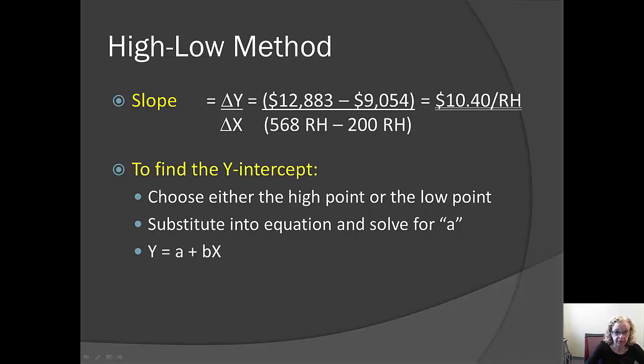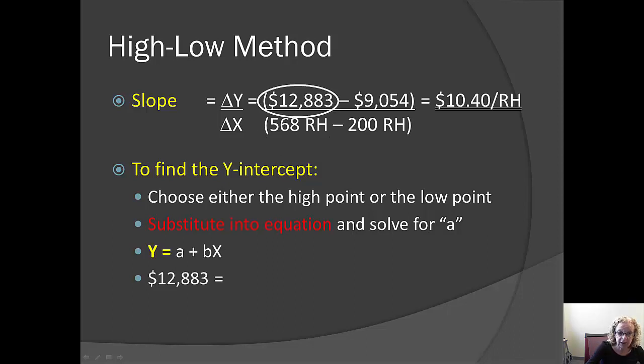So here's our formula for a straight line. At the low point, our cost is a little over $9,000. We have 200 repair hours. If we choose the high point, then our overhead cost is almost $13,000 and we have 568 repair hours. It doesn't matter which point we choose. Either way, we are going to substitute these numbers into our equation.